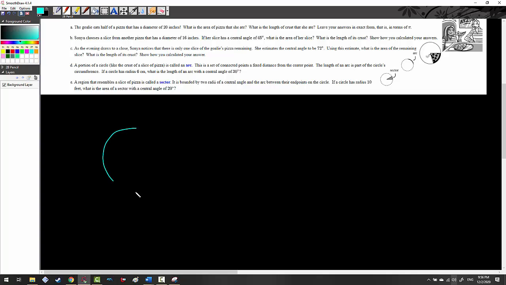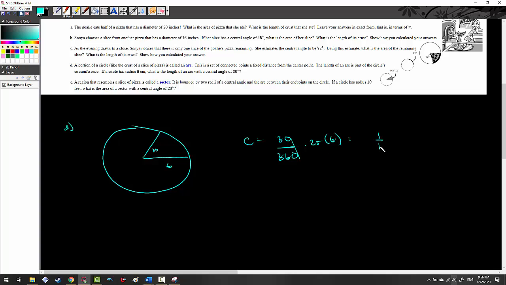Okay, we already did a problem like this for D. So again, if the radius is 6 and we're creating a 30-degree angle, that means the arc length is going to be 30 of the 360 degrees being taken times 2 pi r. So that's going to be 1/12 times 12 pi. We get pi.